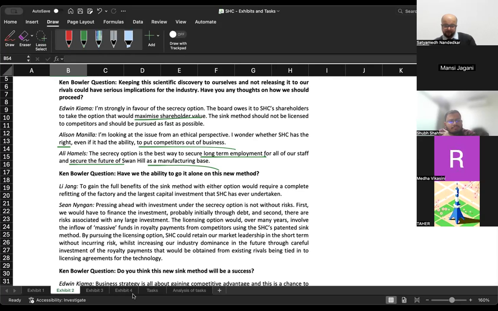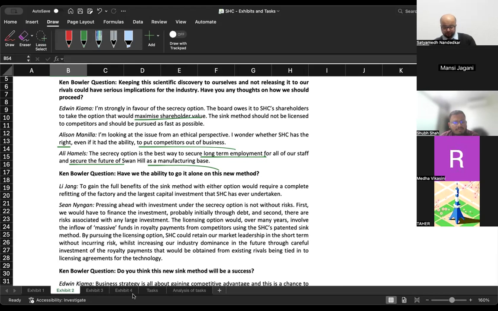Sean Ningal: Pressing ahead with investment under the secrecy option is not without risk. First, we would have to finance the investment, probably initially through debt, and second, there are risks associated with any large investment. The licensing option would, over many years, involve the inflow of massive funds in royalty payments from competitors using the HSC's patented sync method. By pursuing the licensing option, HSC could retain our market leadership in the short term without incurring risk, whilst increasing our industry dominance in the future through careful investment of the royalty payments that would be obtained from existing rivals being tied into licensing agreements for the technology.